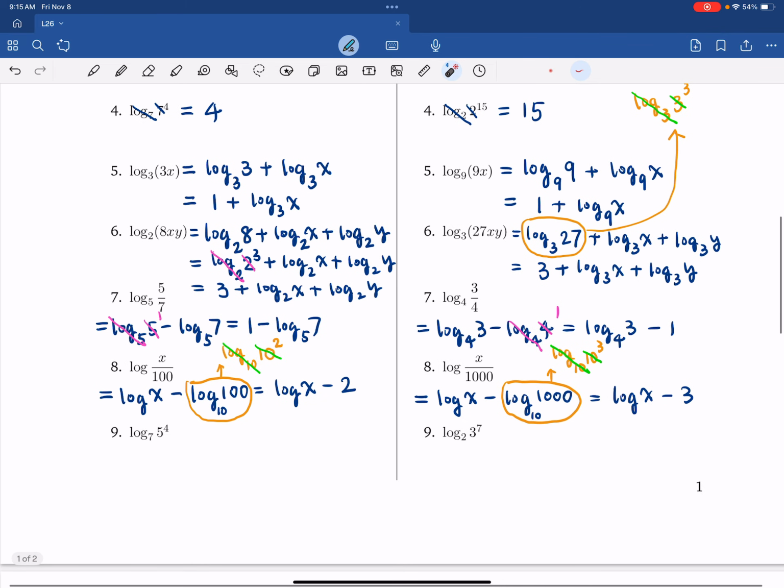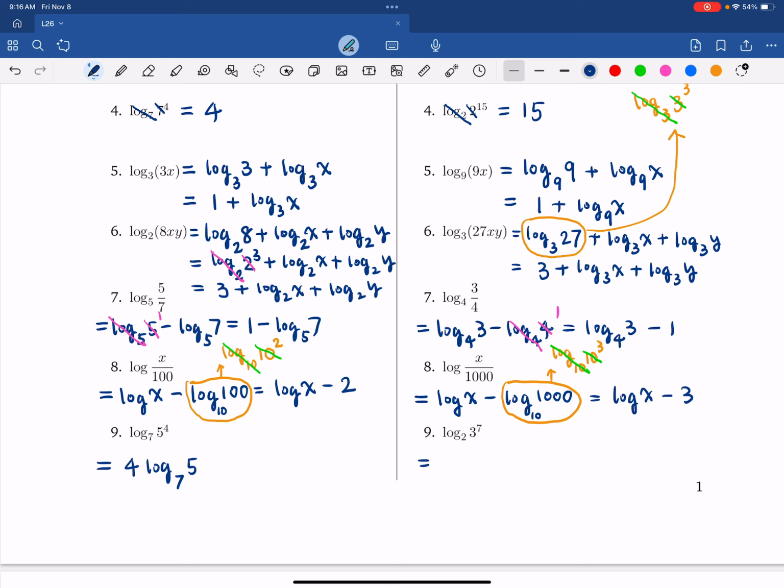So let's come back to this number 9 right here. We do have a log base of 7, and inside of the log we have exponents of 5. They don't have the same base, so we cannot cross them out. We can, however, bring this 4 to the front of the log. And you're going to rewrite it as 4 times log base 7 of 5. And that's it. Let's use the practice side to practice this property.